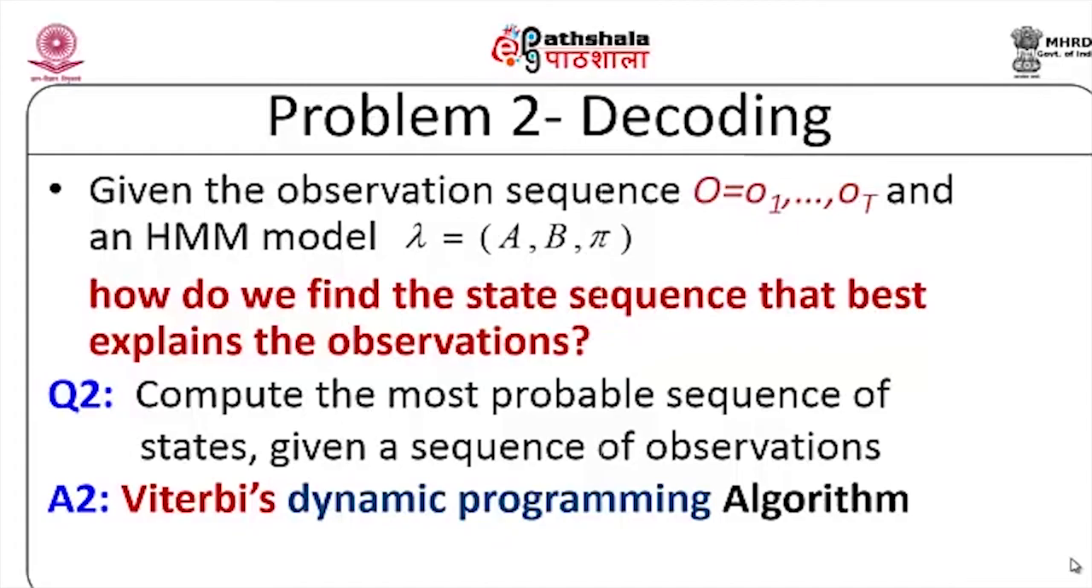Again, what is the probability of that set of words coming is what we do during evaluation. Here, which state sequence will give me the best probability is what we are trying to find out. So, compute the most probable sequence of states given the sequence of observations and the model, and this is done by what is called the Viterbi dynamic programming algorithm.